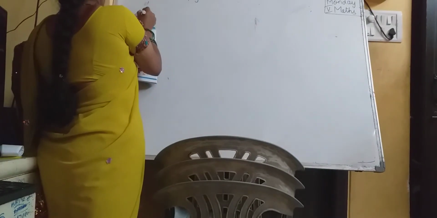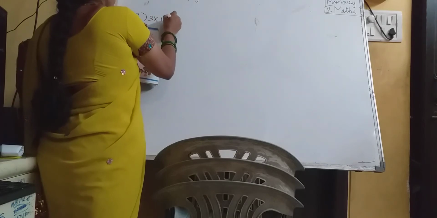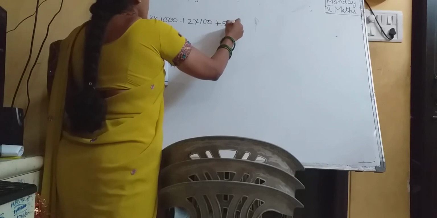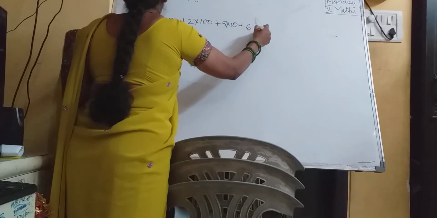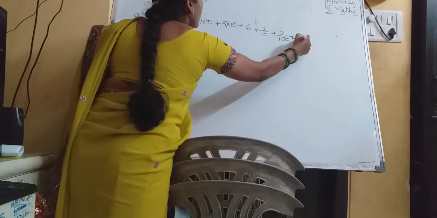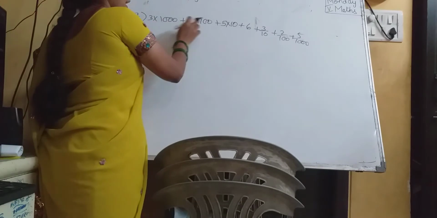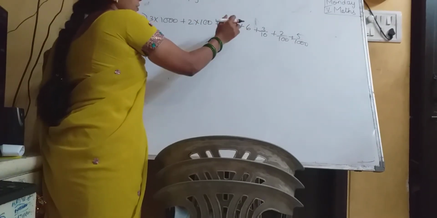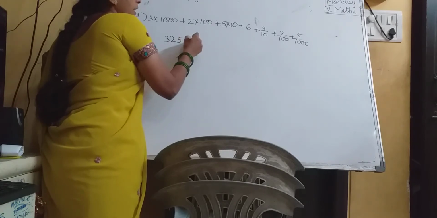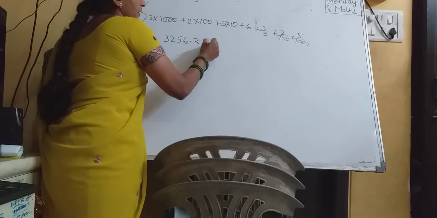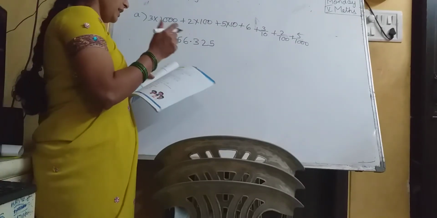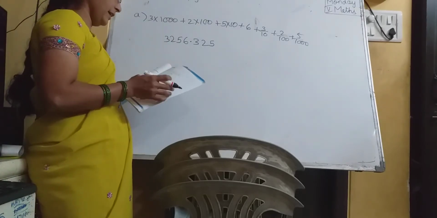See, A1: 3 into 1000 plus 2 into 100 plus 5 into 10 plus 6, plus 3 by 10 plus 2 by 100 plus 5 by 1000. So, 1000, 100, 10. This is 1, means nothing. So what are you going to write first? 6, 5, 2, 3.325. Over. Okay, like this you are going to write. B and C are for homework.